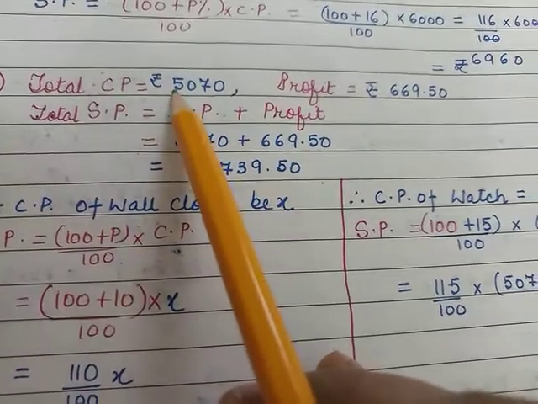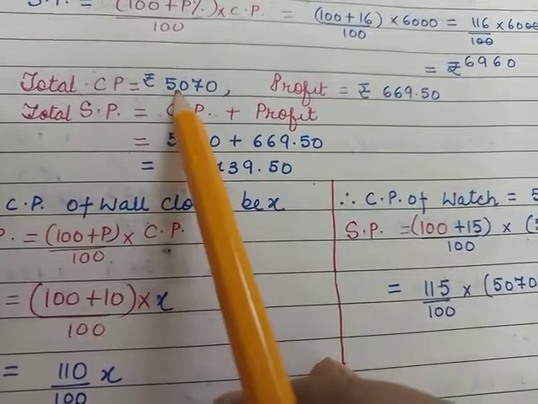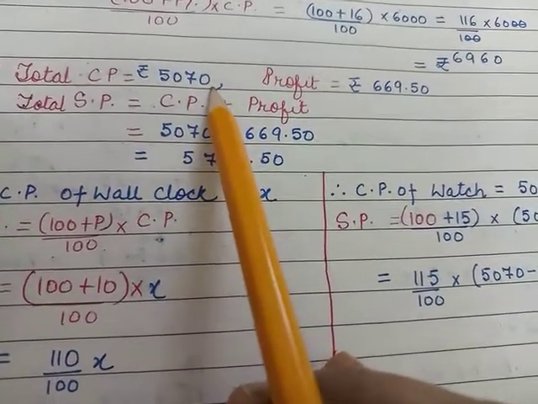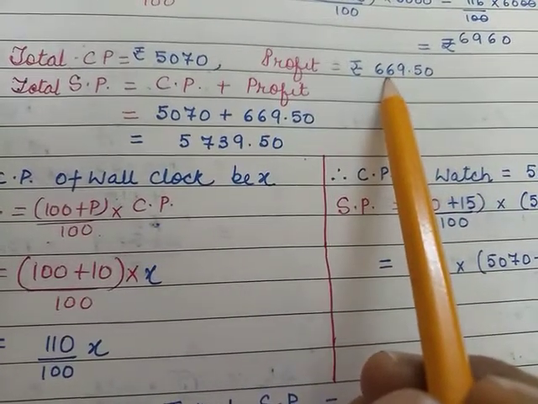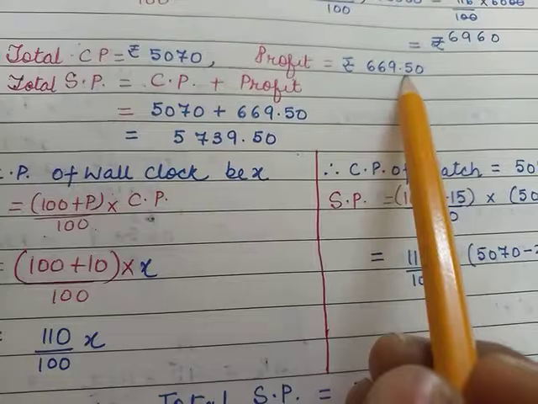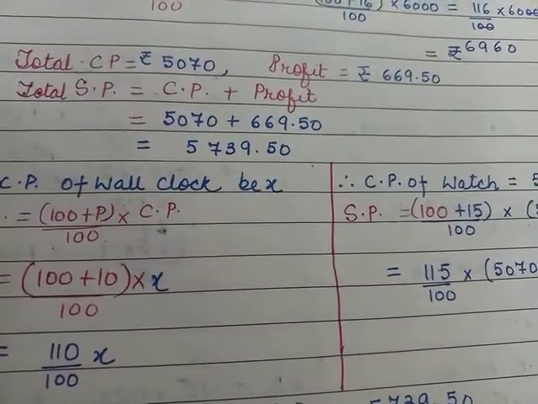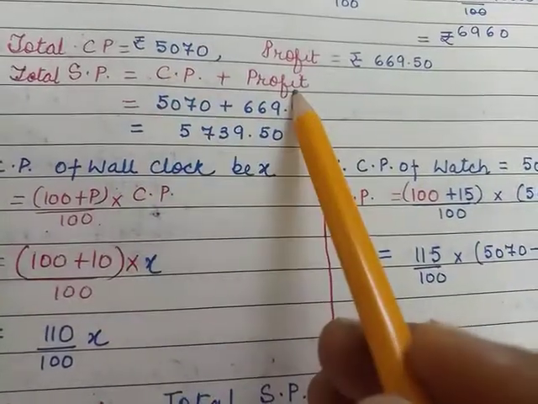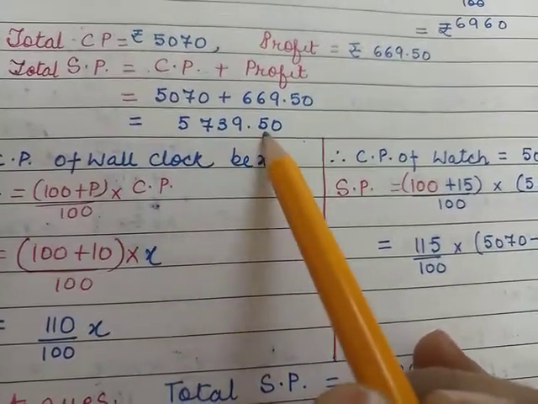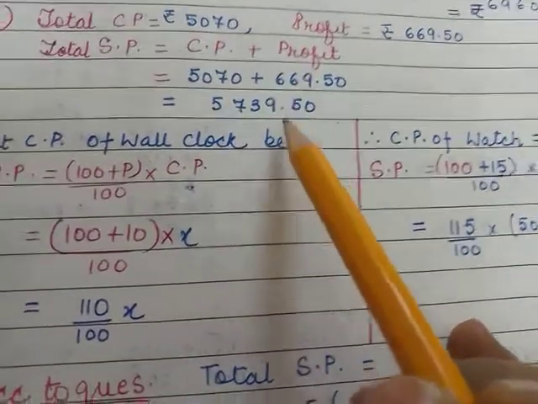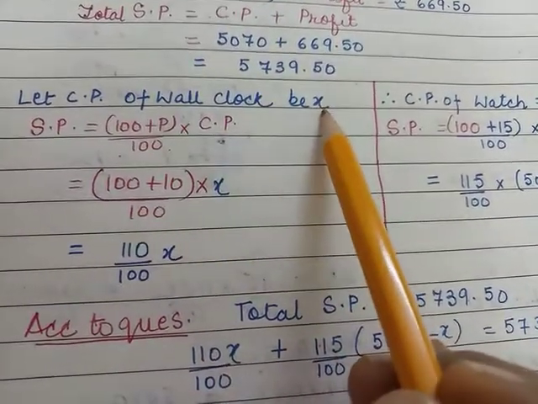The total price at which he purchased the wall clock and the watch is 5070. He has earned a profit of 669 rupees 50 paisa. So we can calculate the selling price. Selling price is cost price plus profit. So if we calculate, it becomes 5739.50. Now let the cost price of the wall clock be X.